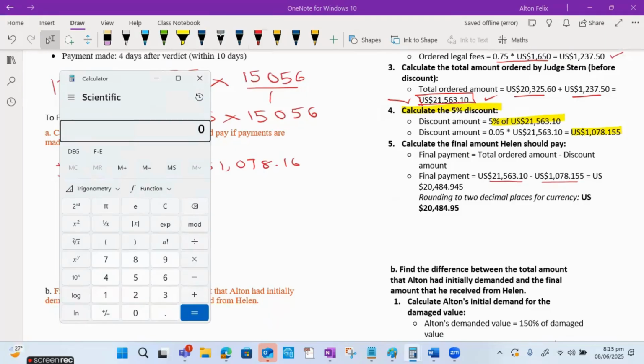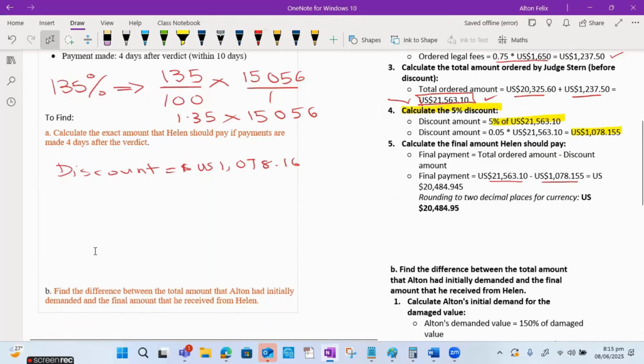So the total amount is $21,563.10, and we are subtracting the discounted figure, 1,078.16. Now, rounding is important. Give or take 1 cent difference between my answer of 20,484.94 and Jerry's answer of 20,484.95. That is okay. Rounding will give us slightly different answers, but Jerry's also spot on there.